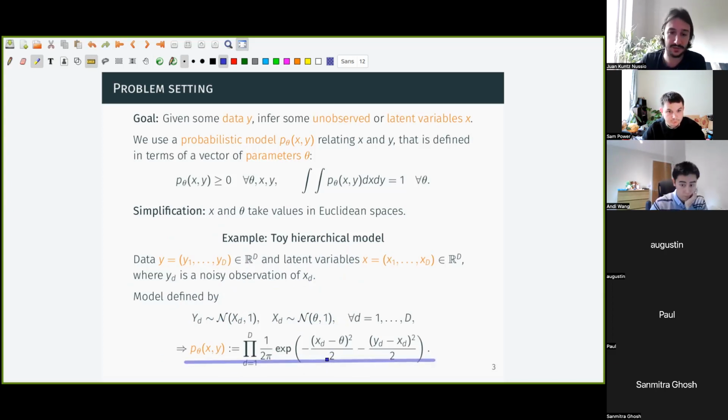I'm going to conflate densities and measures throughout the whole time, so apologies about that.